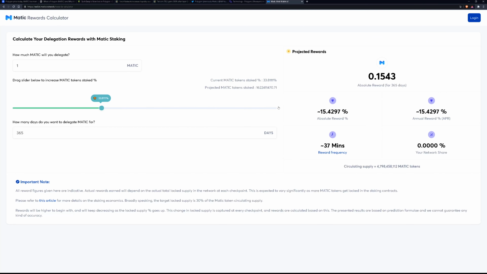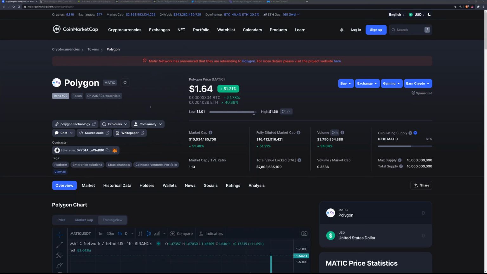And from the user end, I mean, especially the investor end, you can stake your MATIC. You can stake as little as one, it looks like. I just put one here, and if it says on a 365 day for a year, you're gonna get 16.8% on staking.